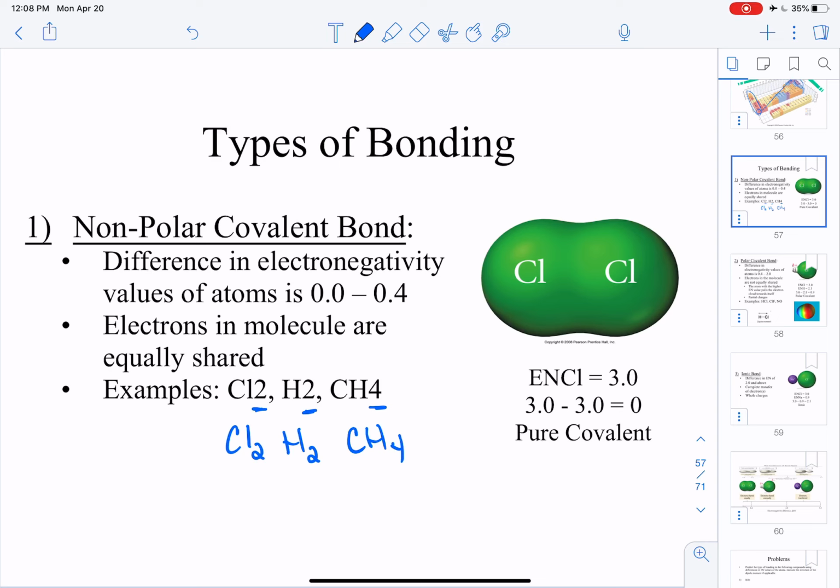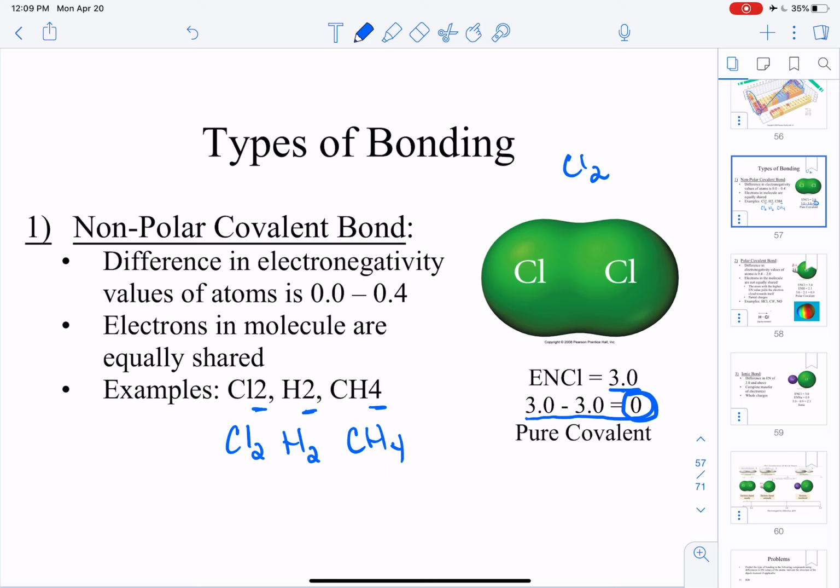Now, a nonpolar covalent bond, that happens when we have a couple of atoms that are bonding to each other, and their difference in electronegativity values is not that great. So if we look at our Cl2 right here, we have two chlorines that have exactly the same electronegativity value. They're both 3. So the difference in their electronegativity values is 0.